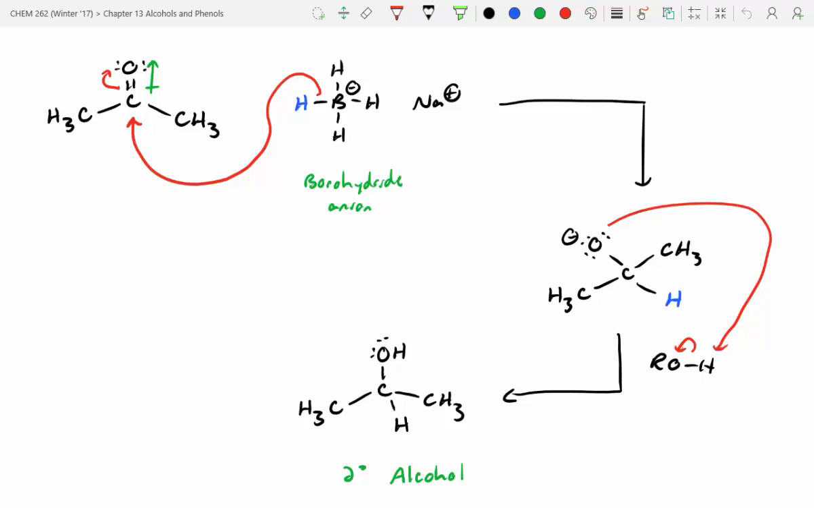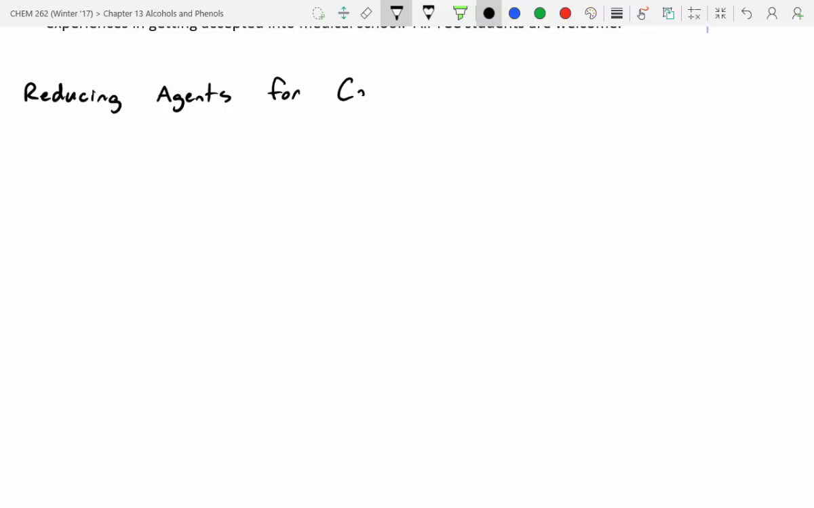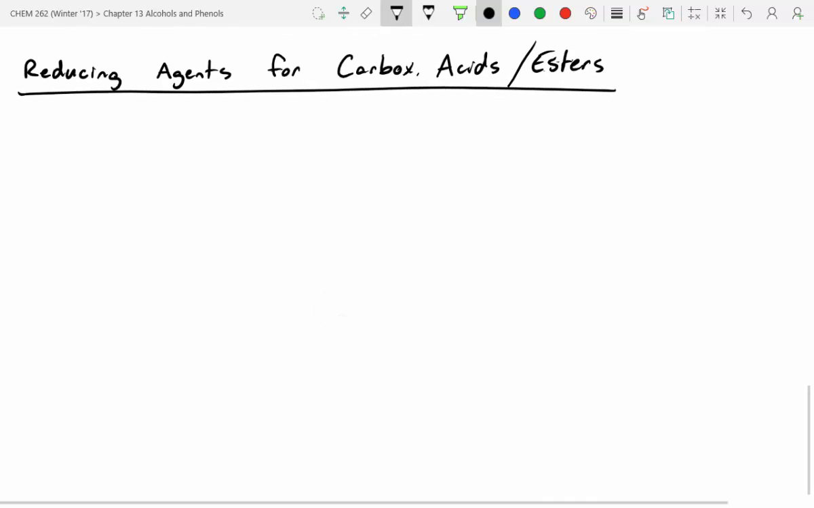We need different reducing agents if we're going to be working with anything beyond an aldehyde or a ketone. So let's discuss reducing agents for carboxylic acids or esters. And I'll show you guys why we need a different reducing agent. And that's because we've got a problem.